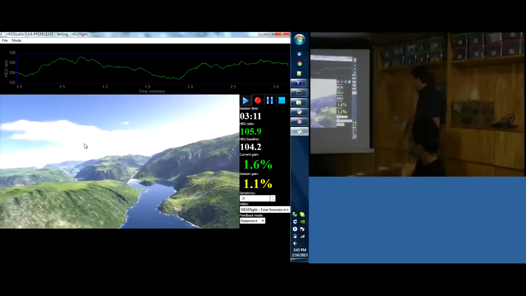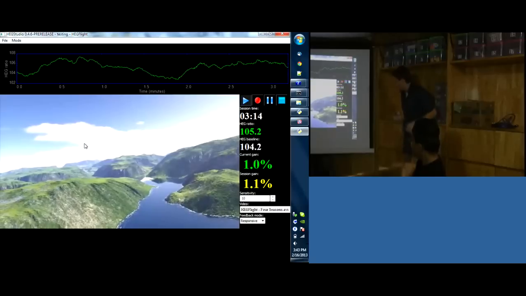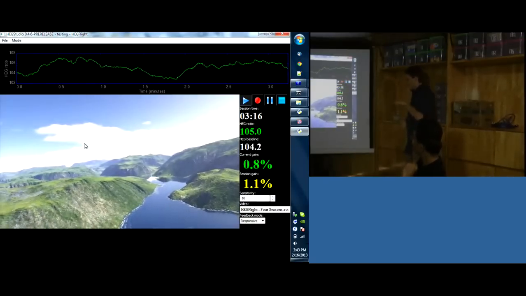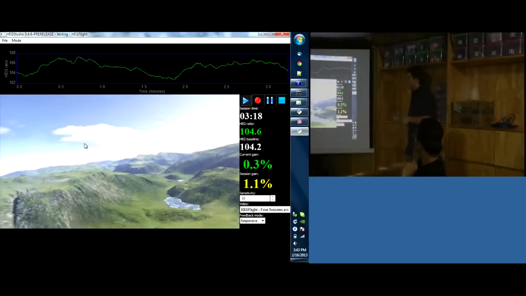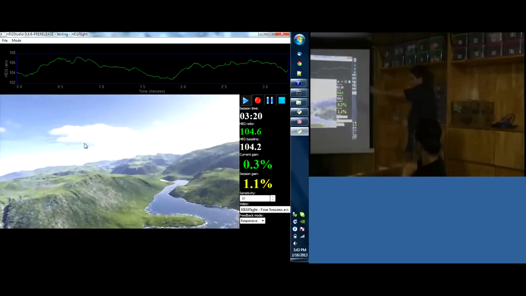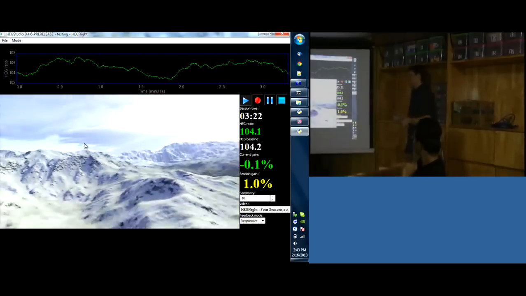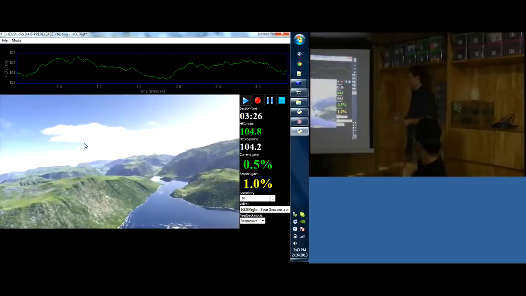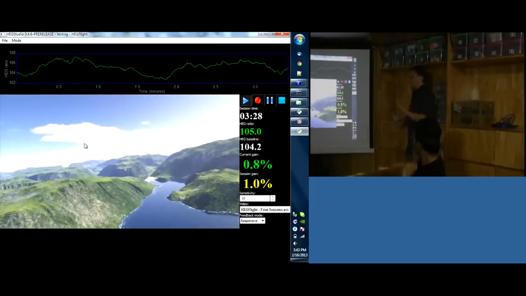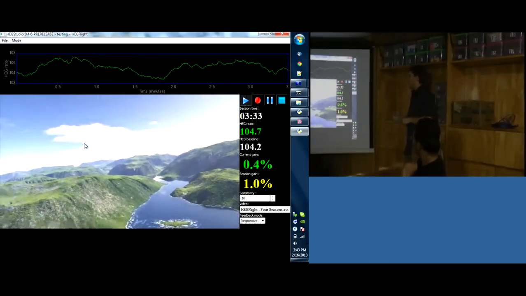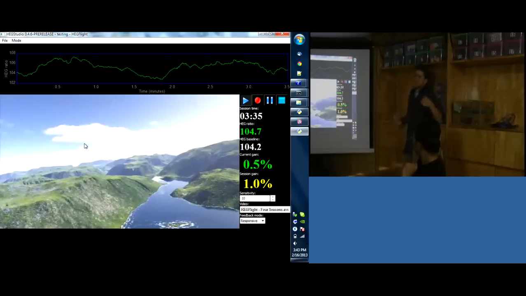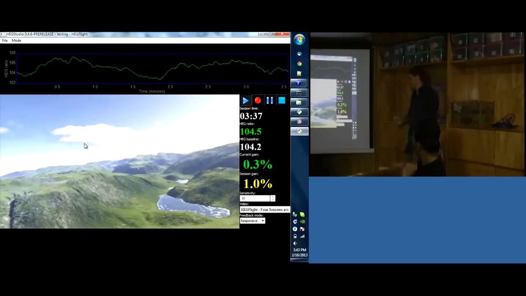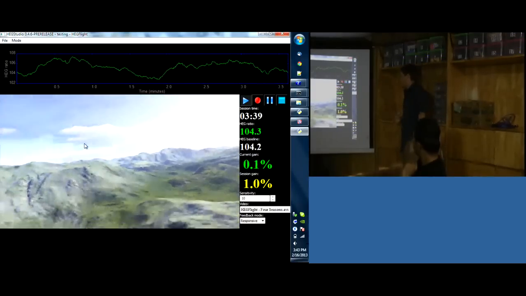Anyway, this software took me a while to get to work this well, because that landscape you're seeing is not real-time generated. It's basically an AVI file. What I'm doing is decoding one frame from the AVI file and displaying it on the screen. When it moves backward, I seek to a previous frame, and when it moves forward, I seek to a subsequent frame.